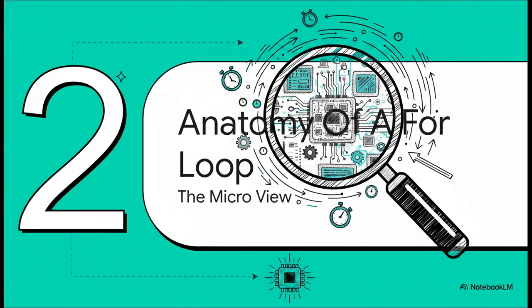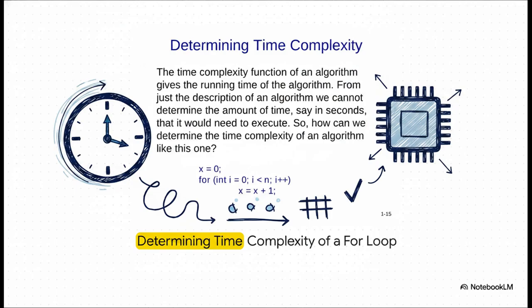Moving to Section 2, Anatomy of a for loop, the micro view. Now that we know we need to measure relative time, let's zoom in on the absolute workhorse of programming to see exactly where time complexity originates. Okay, let's actually look at the code here. Since we already established we can't just use a stopwatch to figure out the running time in seconds, we have to estimate it. How? By counting the number of basic or primitive operations that the algorithm performs.